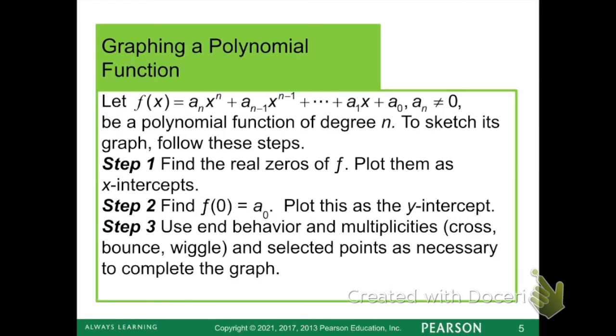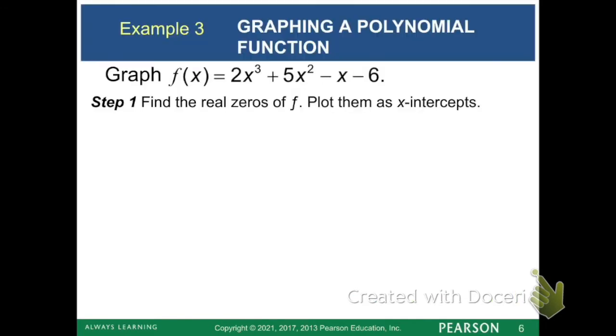Graphing a polynomial function. To graph a polynomial function, we're going to follow the 3 steps below. Number 1, we're going to find the real zeros of function f and plot them as x-intercepts. This is what we did in the last concept. Step 2, we're going to find the y-intercept by plugging in 0 for x and plotting that on the graph. In step 3, we're going to use end behavior and multiplicities, so whether we're crossing, bouncing, or wiggling, and any other points we need in order to complete the graph.